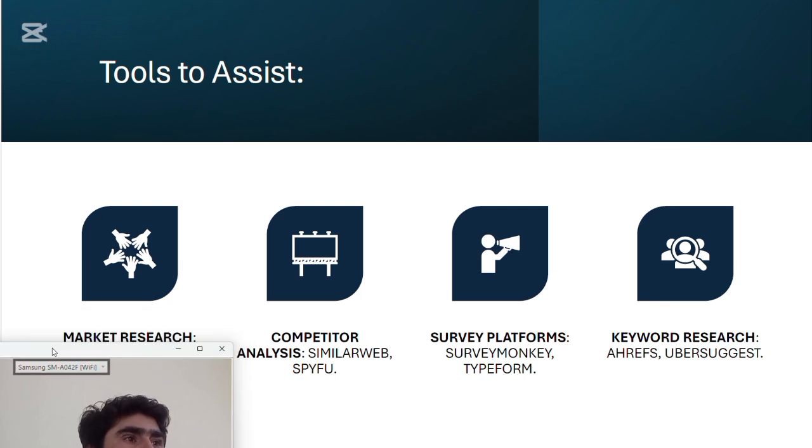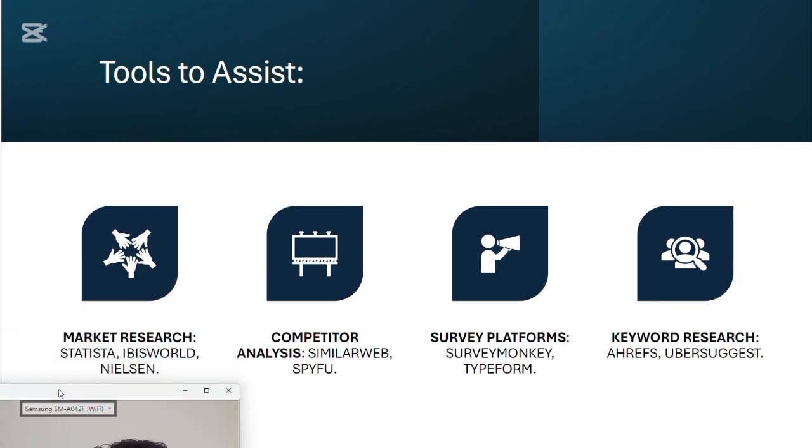So the tools to assist market research: SpyFu, Similarweb, and other competitor analysis tools. For survey platforms: SurveyMonkey, Typeform, and for keyword research, Ahrefs or Ubersuggest.